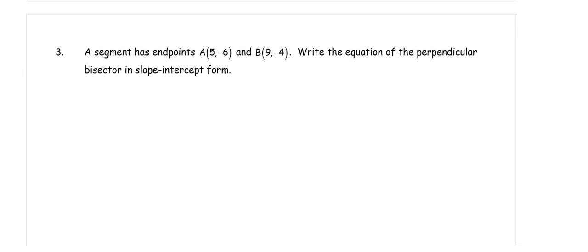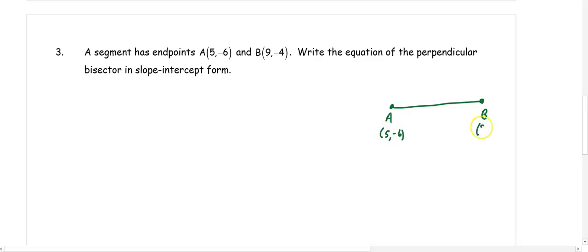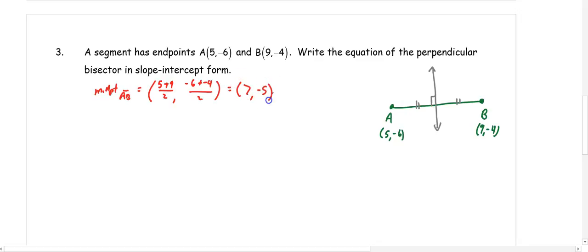Number 3, a segment has endpoints A and B again. So we're going to draw our picture AB, and we have a perpendicular bisector passing through it. In order to get the equation of the perpendicular bisector, we need the midpoint first of AB. So remember, for the midpoint, you're adding your x coordinates and dividing by 2, adding your y coordinates and dividing by 2. So we get (7, negative 5).